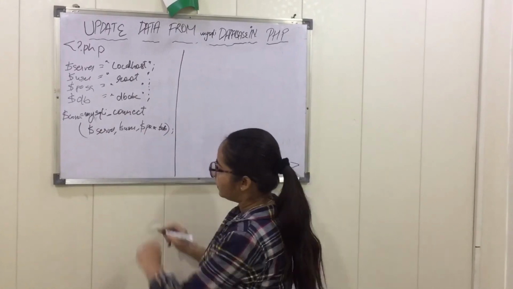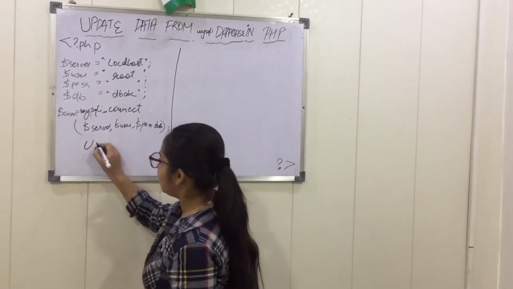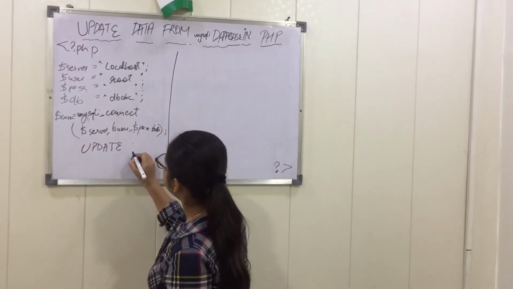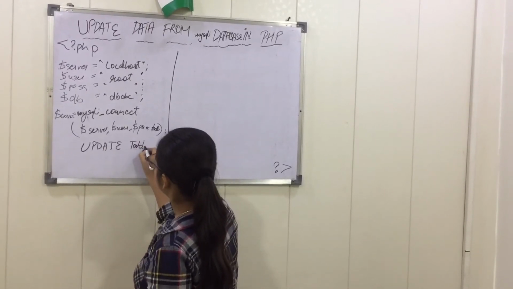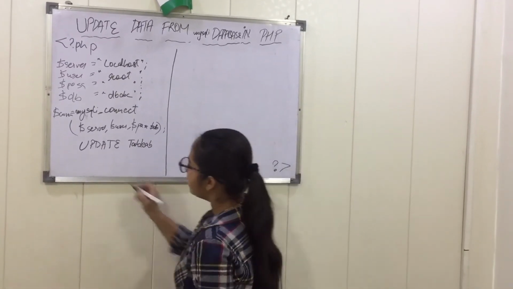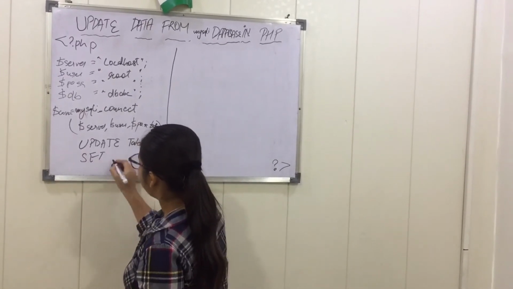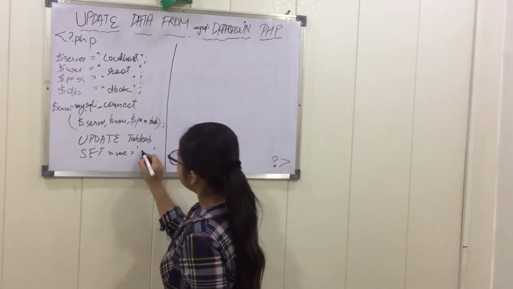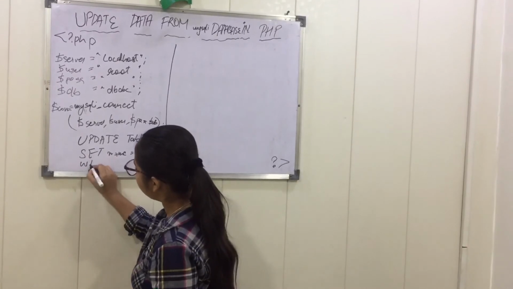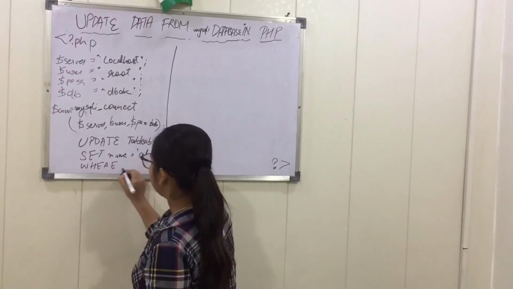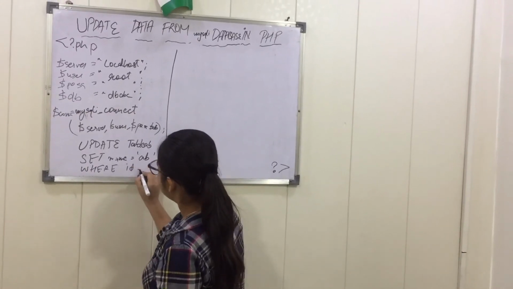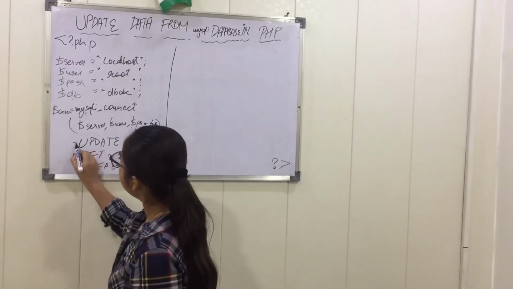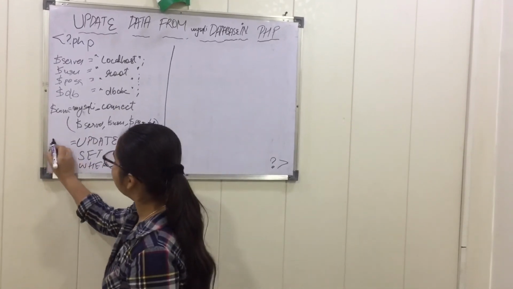After that we need a query to update the table. So we will write update, and after update my table name. Suppose my table name is table AB. After that I want to set my name equals to, in single quotes, AB. After that where I want to set, ID equals to 2 in single quotes, and then a semicolon. We will put this into a variable. Suppose my variable name is $SQL.